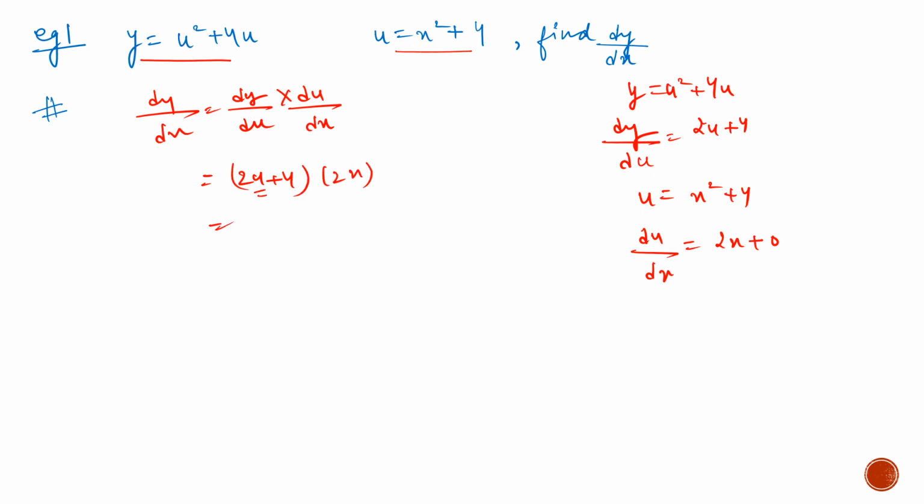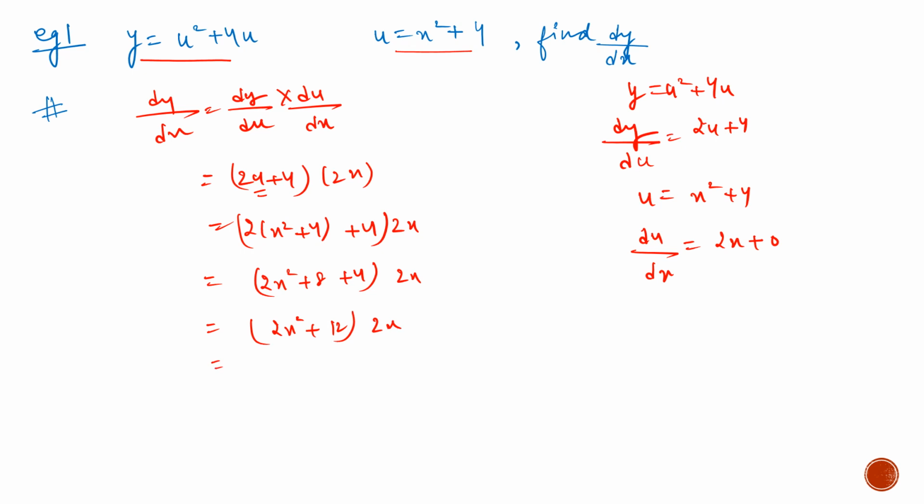Putting the value of u, that is x square plus 4, we get x square plus 4 plus 4, whole multiplied by 2x. So it is 2 times x square plus 8 plus 4, whole multiplied by 2x. So it is 2x square plus 12 whole multiplied by 2x, that is 4x cube plus 24x. This is the required solution.